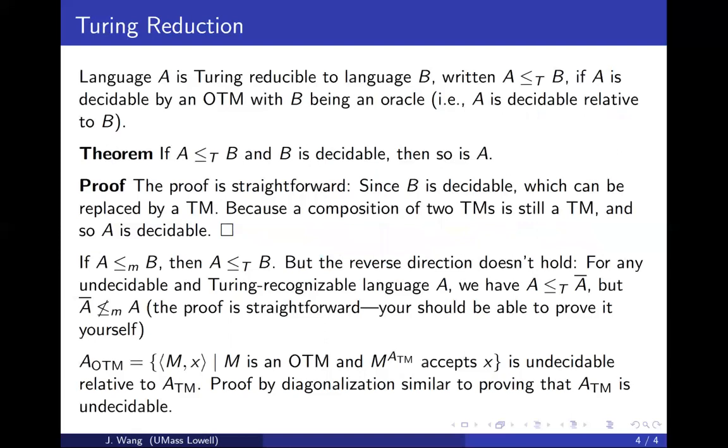Obviously, if A is many-one reducible to B, then A is Turing reducible to B, but the reverse direction doesn't hold. We already know the answer why this is the case. Because we know that A sub Tm complement is Turing reducible to A sub Tm, but A sub Tm complement is not mapping reducible to A sub Tm.